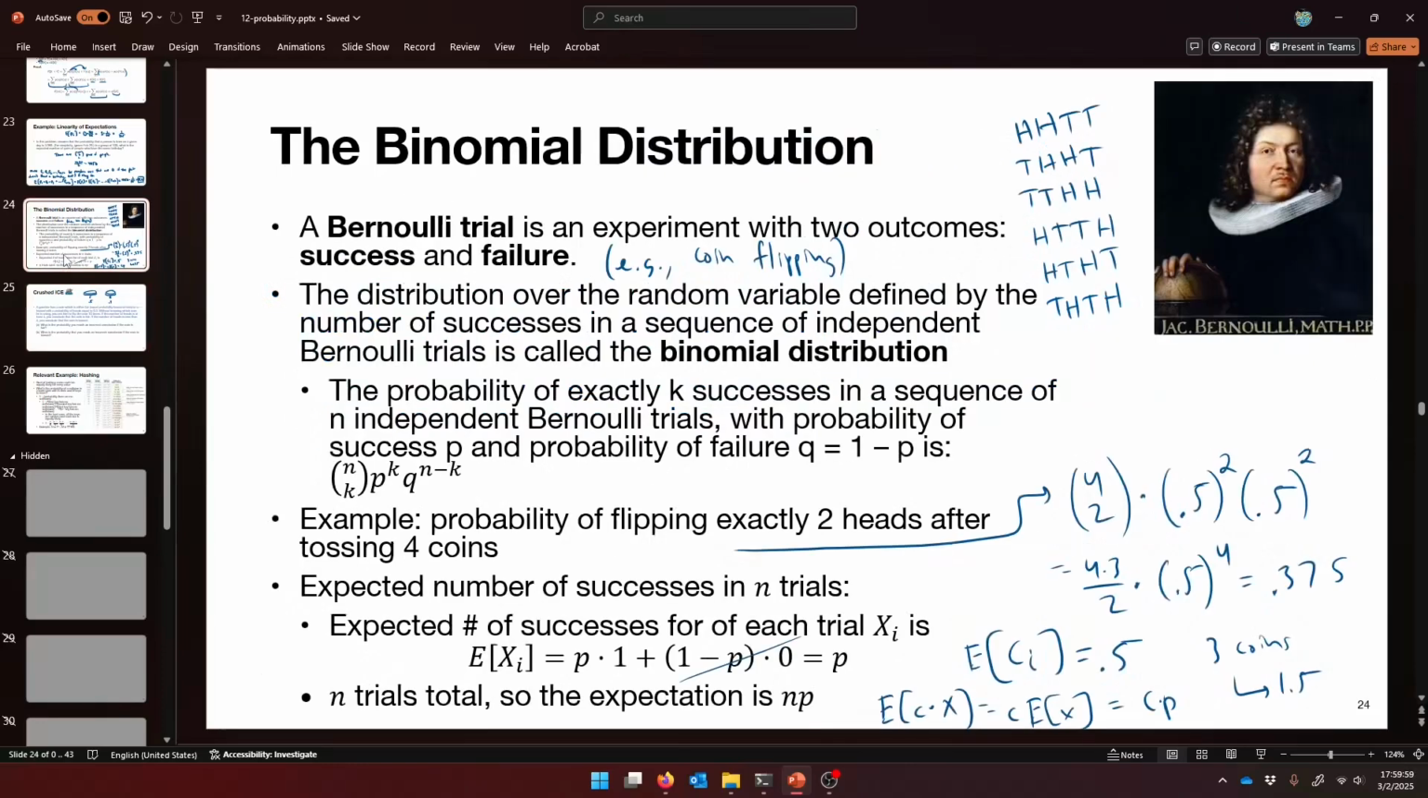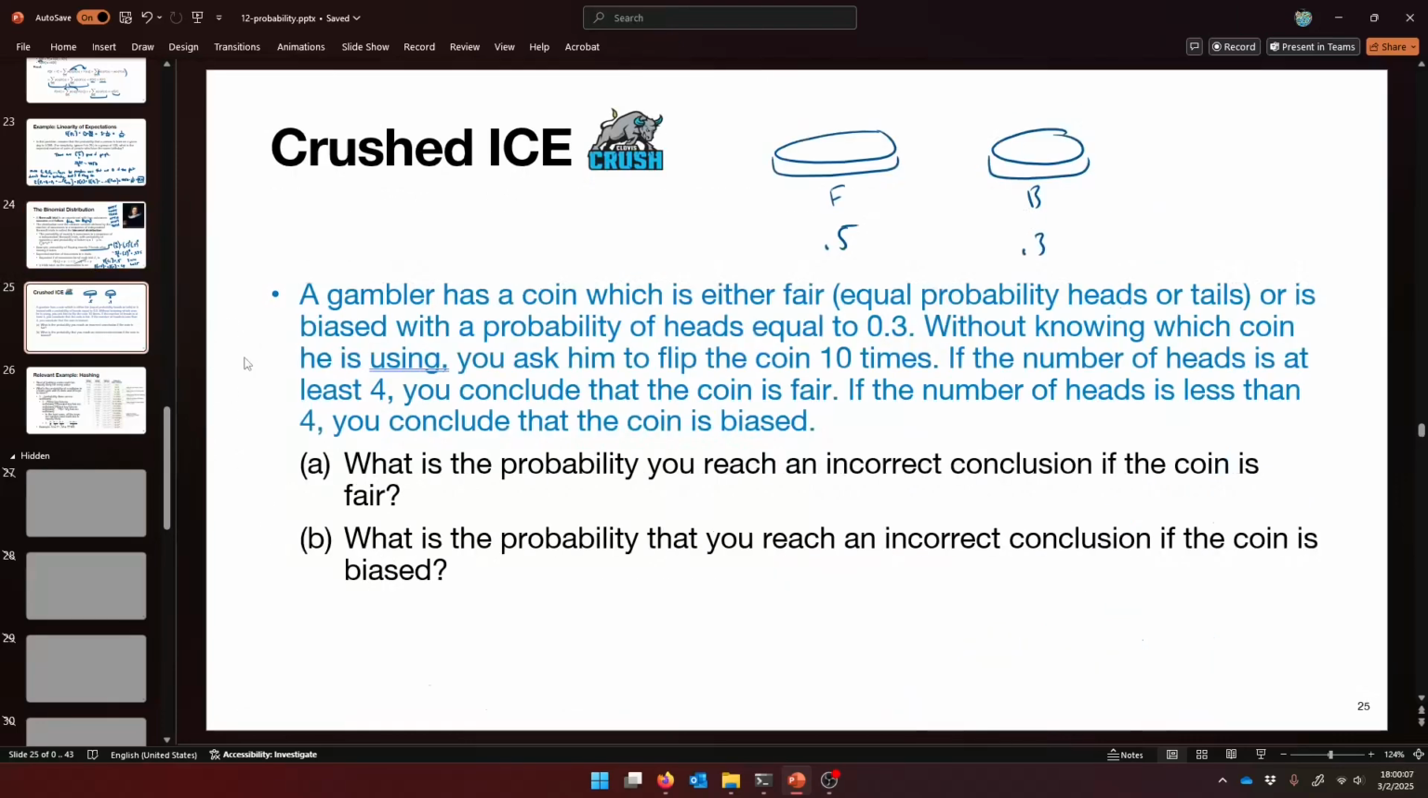It's going to involve the binomial distribution. So give that a try. This equation is going to come out very useful and very important. Give that a try and see if you can get it.